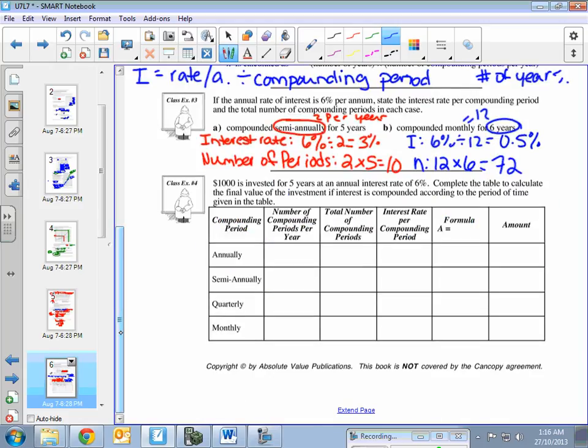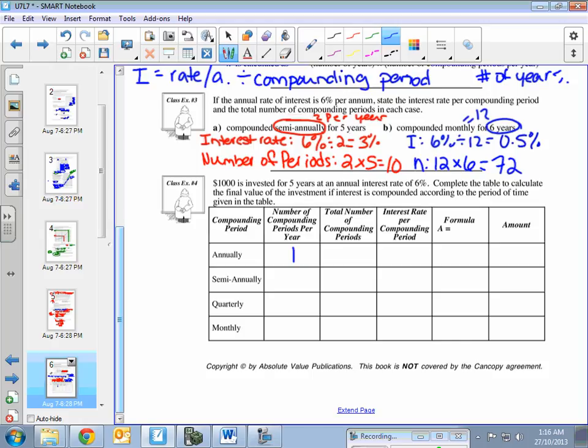So I'm going to do this first one with you, and then you're going to pause it and see if you can do the rest on your own. Okay. So annually, number of compounding periods per year, I know it's 1. Annually, it's always 1. Let's just read the question first. $1,000 is invested for 5 years at an annual interest rate of 6%. So now let's complete this table.